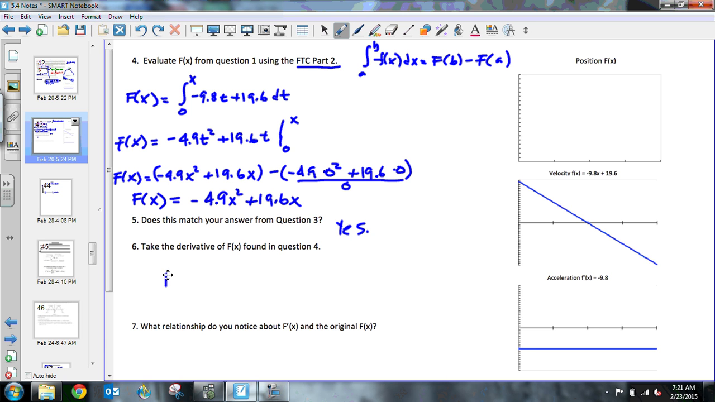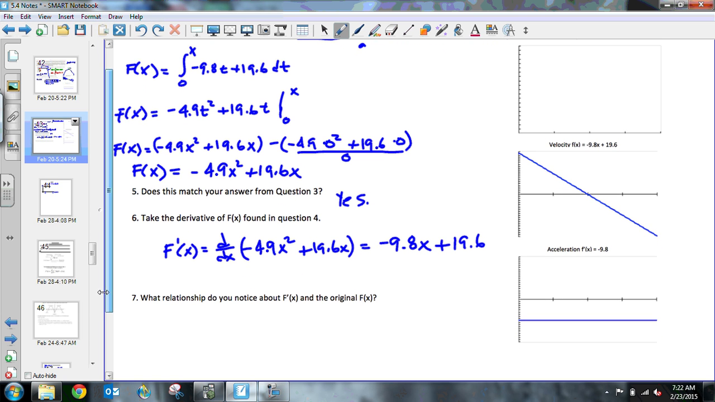We want to take the derivative of this function and see what we get. So big F prime of x is equal to d dx of negative 4.9 x squared plus 19.6 x. If I take that derivative, I get negative 9.8 x plus 19.6. This is interesting, because it asks what relationship you notice about the derivative of big F of x and the original little f of x.